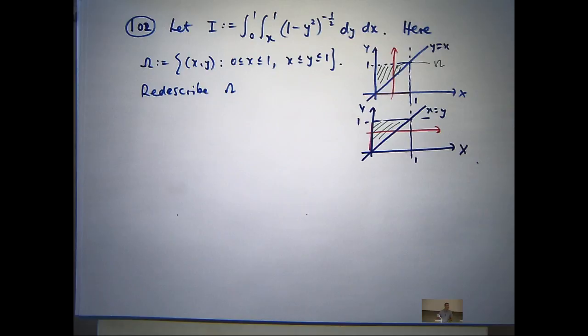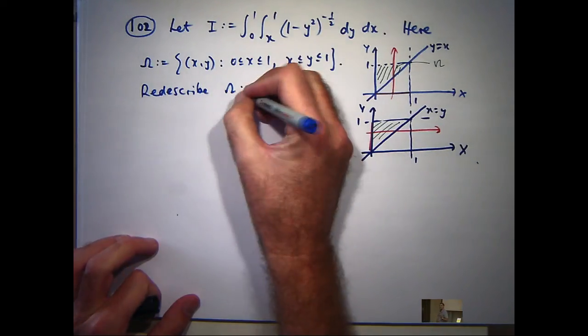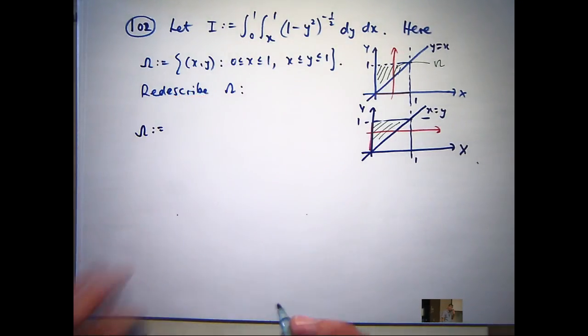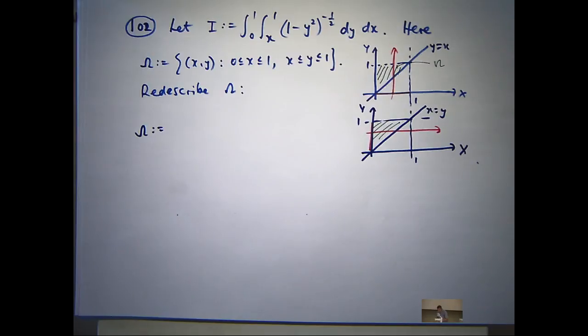Who can tell me? What's it going to be? Yes, x is between 0 and y because the horizontal line enters the region omega at 0, the line x equals 0, and it leaves at x equals y? Yes, y is between 0 and 1. Great.